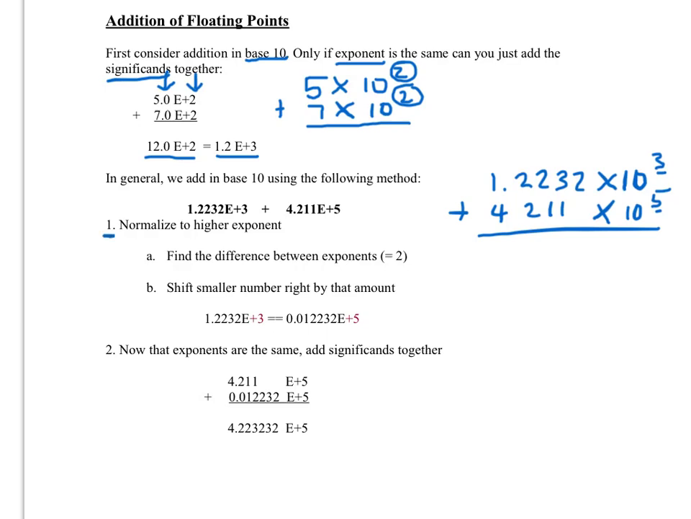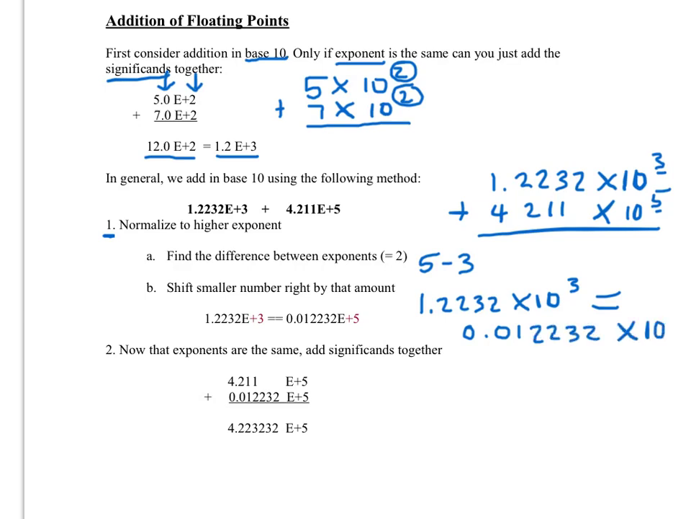Step 1 outlines what we do. We normalize to the higher exponent. How we do that is we find the difference between the exponents. It's 2, just 5 minus 3. And we shift the smaller number right by that amount. So 1.2232 by 10 to the power of 3 is the same thing as 0.012232 by 10 to the power of 5. Now what that has done is turned this exponent from a 3 into a 5.